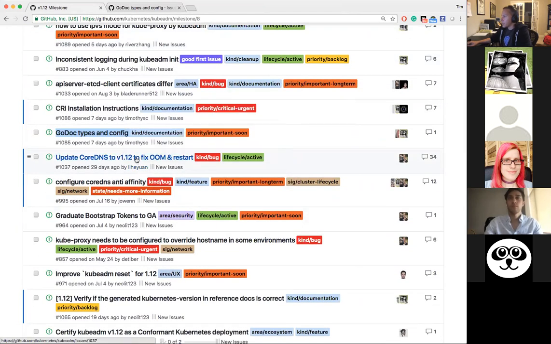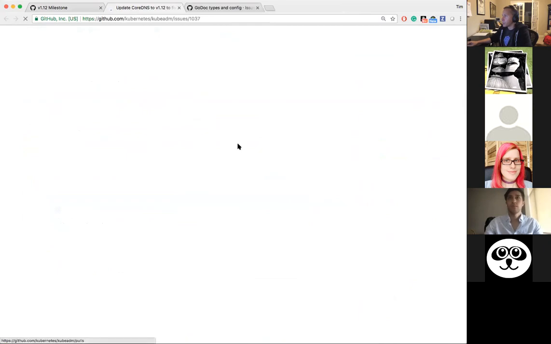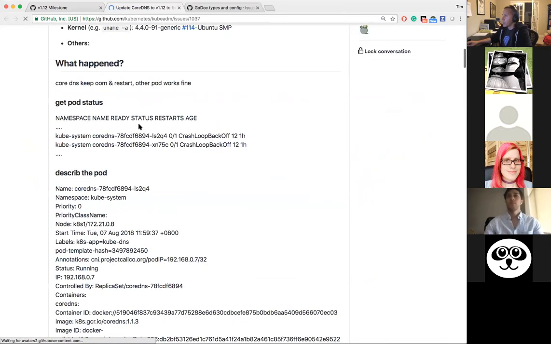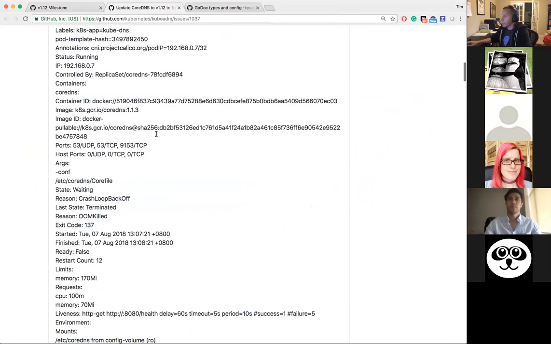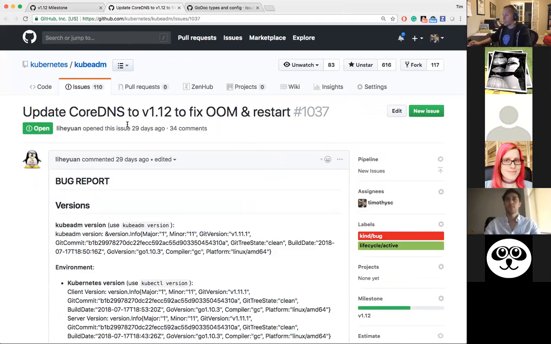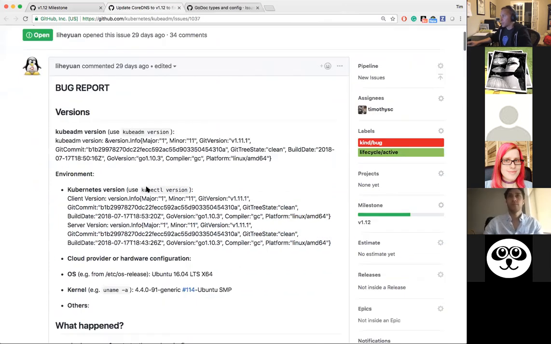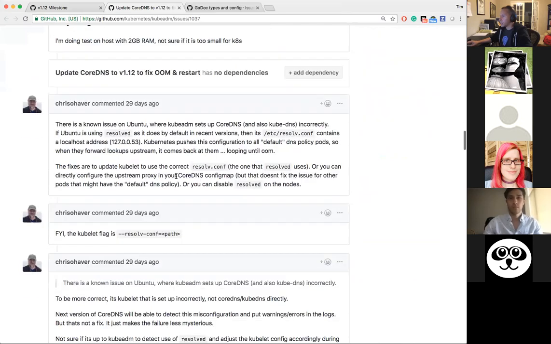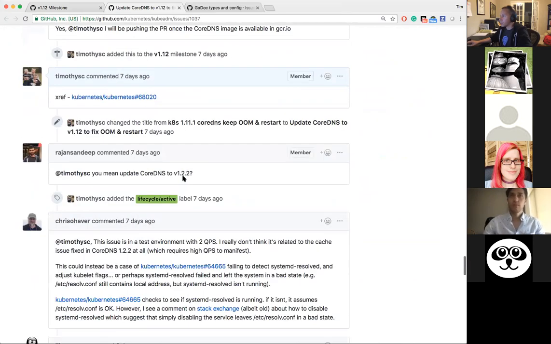CoreDNS. This should be fixed, I believe, now. I think it was merged. I saw it merged through, so we can close this one. The TLDR of this one: for whatever reason, the CoreDNS folks put a memory limit on it by default in 1.11, and it was booming. So they modified it so it no longer has a limit, so it's no longer a bug. I believe the other ones have been merged.